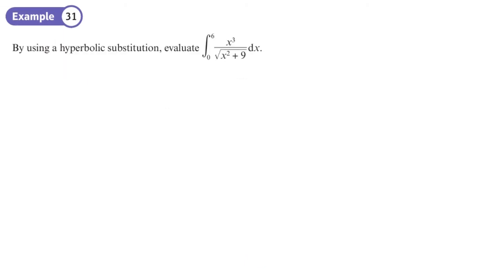Okay, the first thing to note is what I have in the denominator: x squared plus a squared underneath the square root. Whenever you see anything of that type, the substitution you make is x equals a sinh u. So that's the first thing I'll write down.